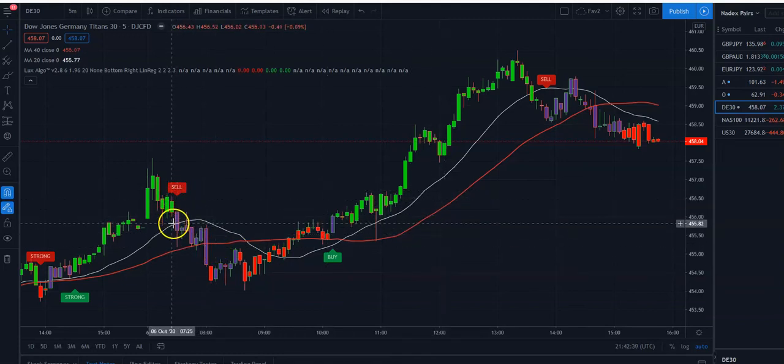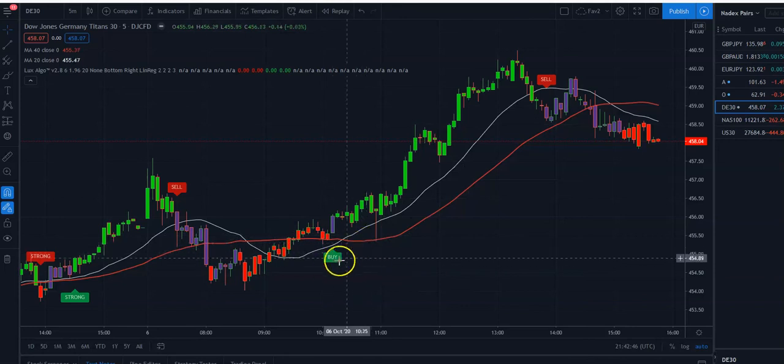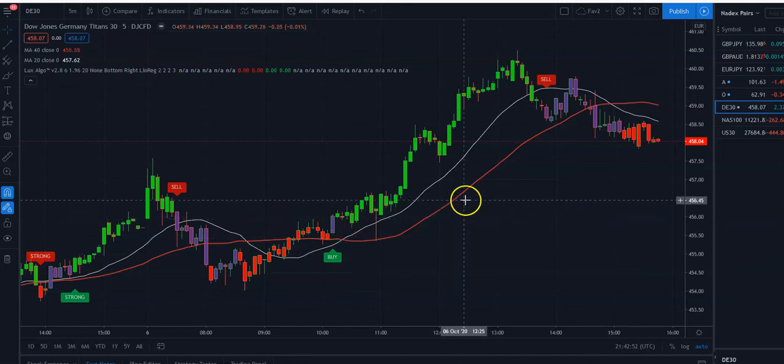So when you get a signal above the moving averages, I usually ignore it, unless the 20 is below the 40 on a short. I don't take that trade, and I only take the buys when the 20 is above the 40. So this here, I probably would have waited until the moving averages crossed.